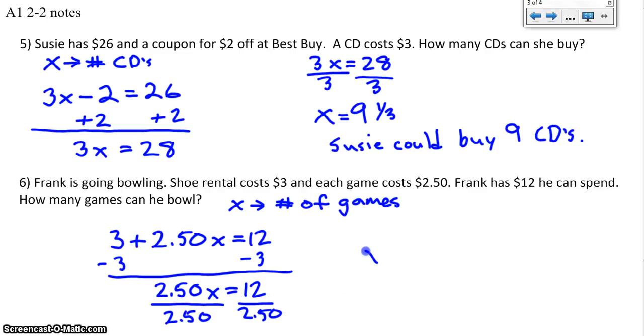And again, we run into the situation of the division not working out evenly. It's 4, but then we have a remainder of 2, so we could do it as 4 and 2/2.5, and this is a little awkward because it's a fraction and a decimal mixed together. But the reality is, we want to know how many games he can purchase, and he can purchase 4 games.